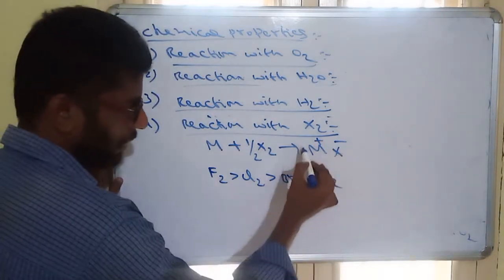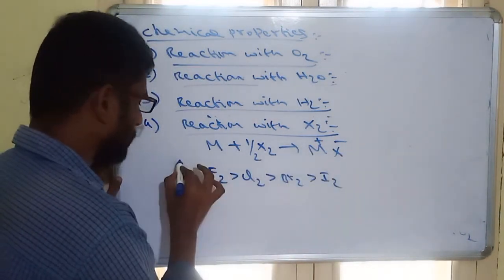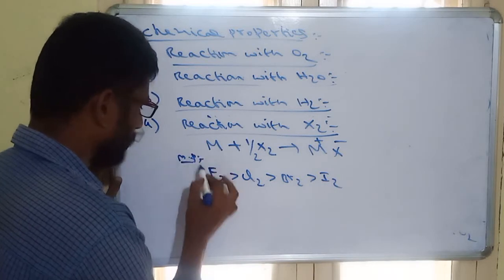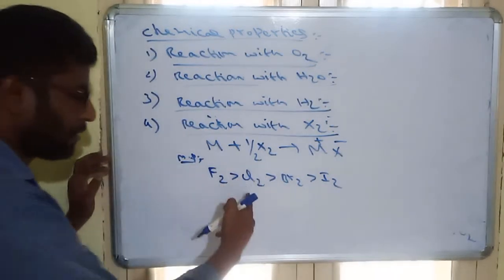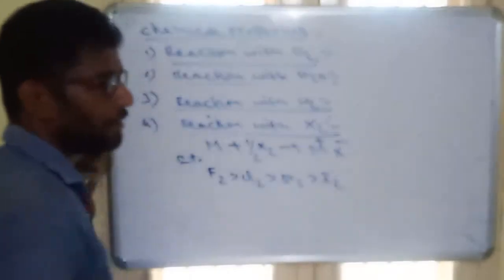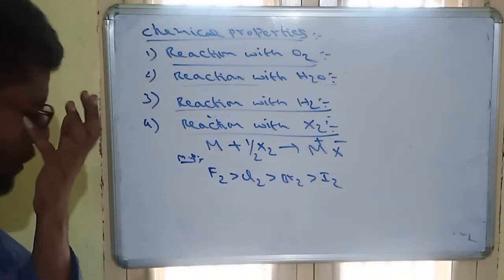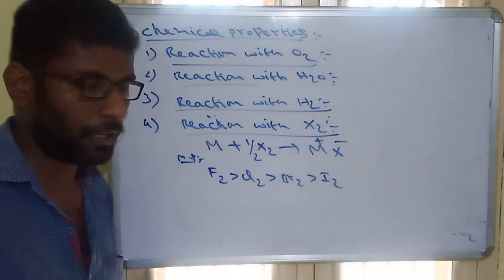Also, for whatever halides they form, the melting point order is the same. Chlorides have the highest melting points; bromides and iodides have the lowest melting points. This is the important order: melting points.